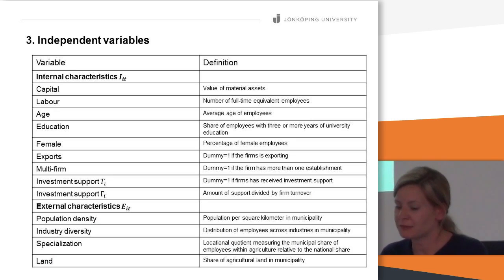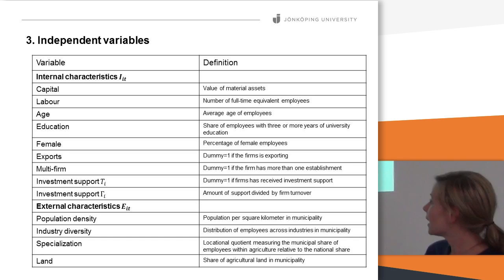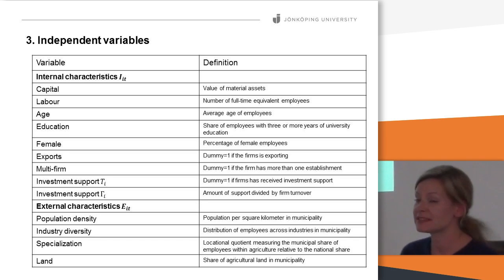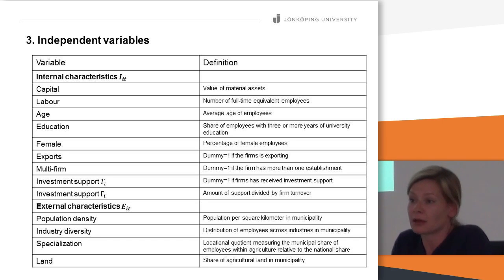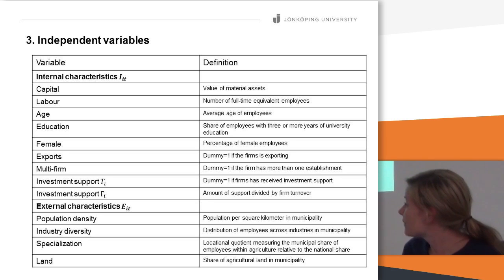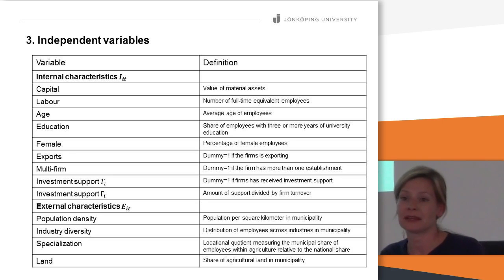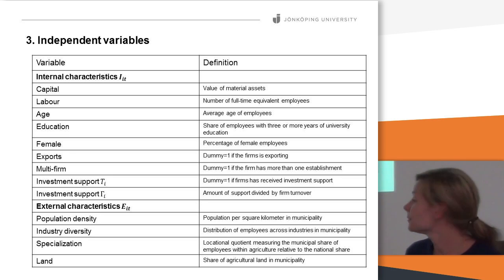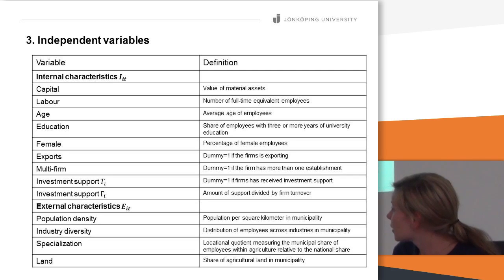And the independent variables that we include: we have a set of internal characteristics describing confounding factors at the level of the firm. We have external characteristics giving the economic environment that these firms are operating in. And then the variables that we are interested in are first the dummy variable, which equals 1 if the firm has received support, and then the amount of support that they received.